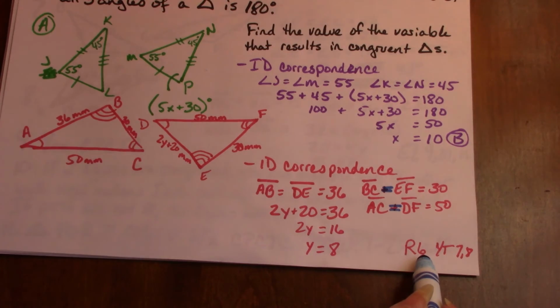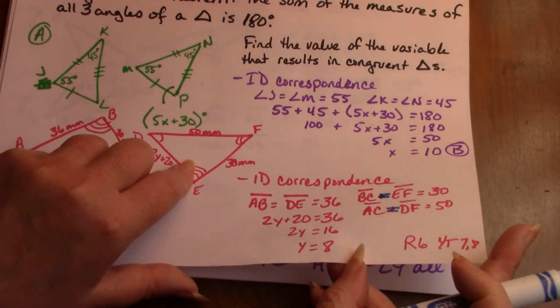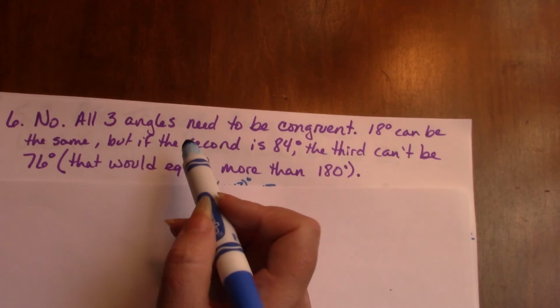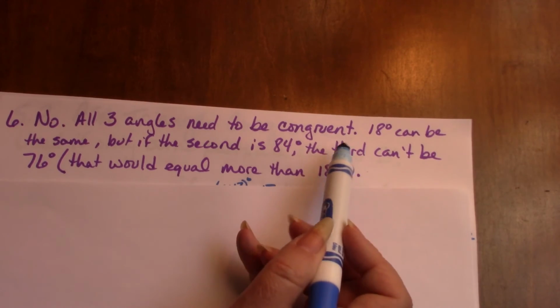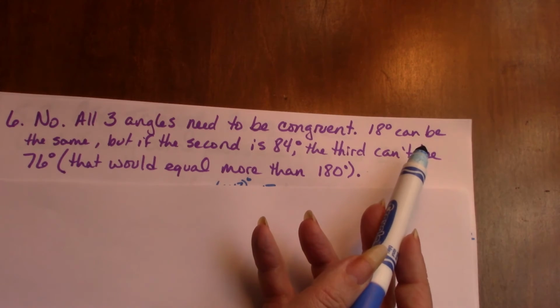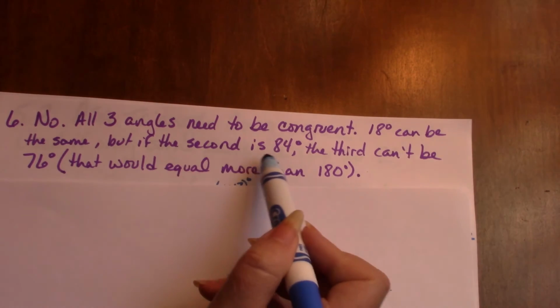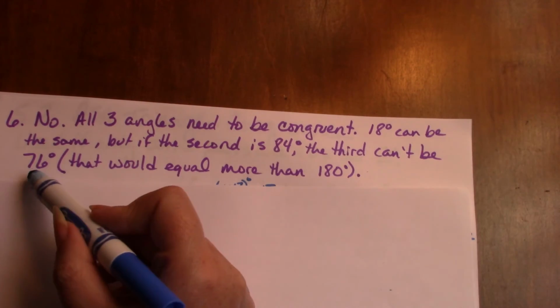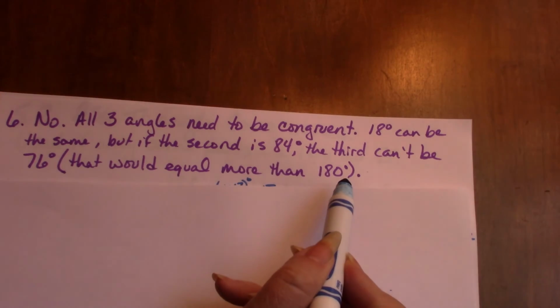Pause here to do the reflection number 6 and your turn number 7 and 8. Come back when you're done. Number 6 is no. All 3 angles need to be congruent. 18 degrees can be the same, but if the second is 84, then the third can't be 76 because that would equal more than 180.